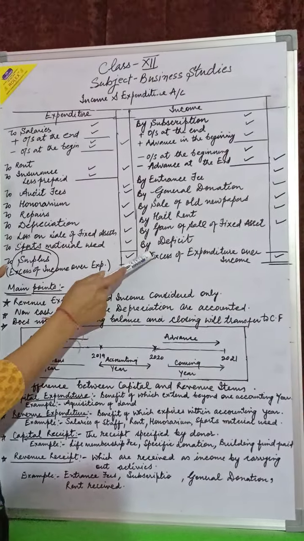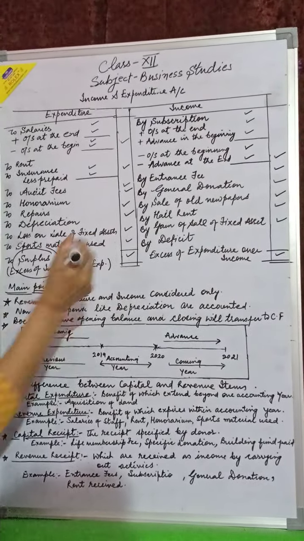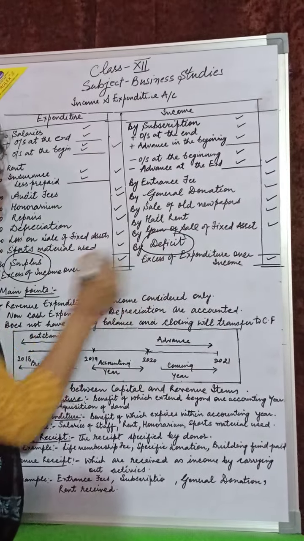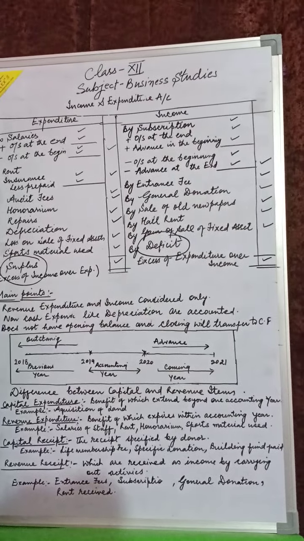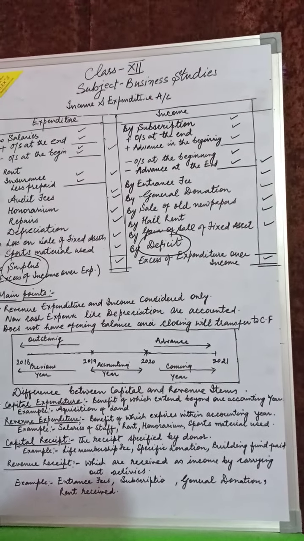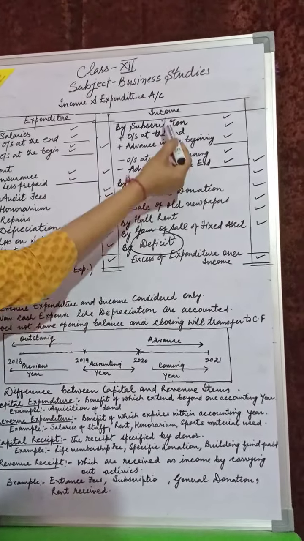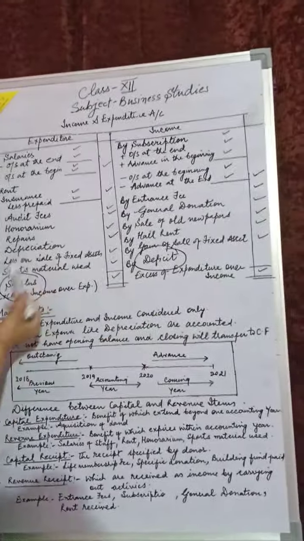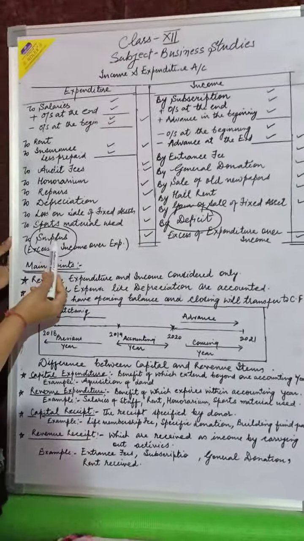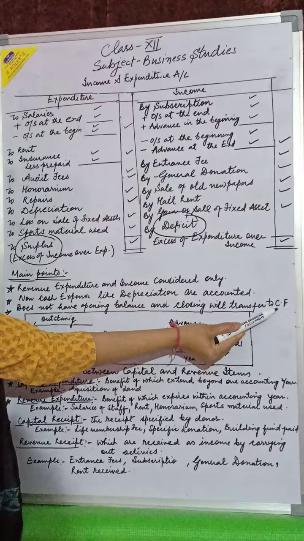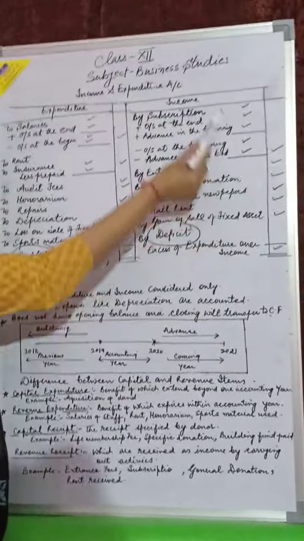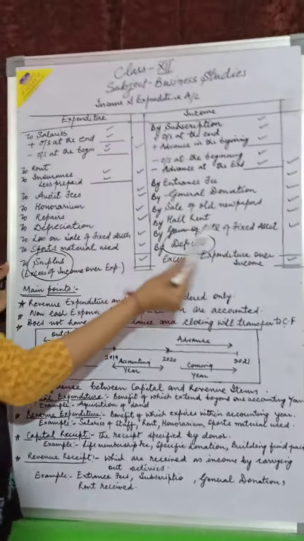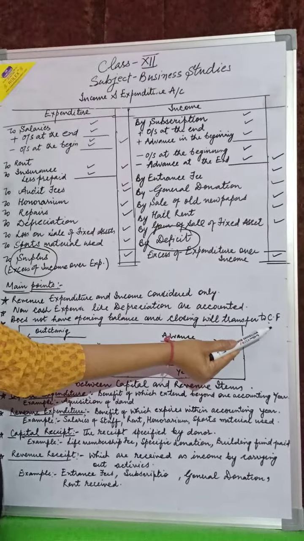Now next is the deficit. Either there is a deficit or there is a surplus. These two can't happen at the same time. Now if the income is more than the expenses, we have the surplus. This surplus is going to be added to the capital fund. If there is a deficit, it is also transferred to the capital fund.